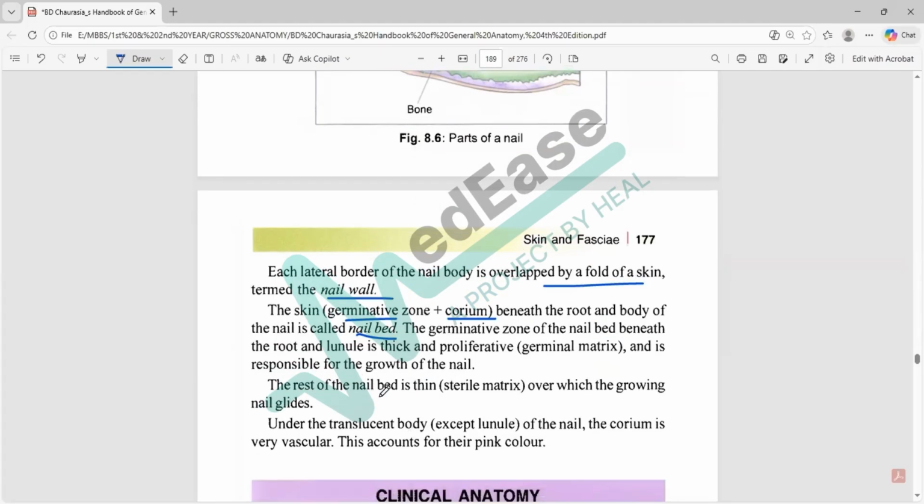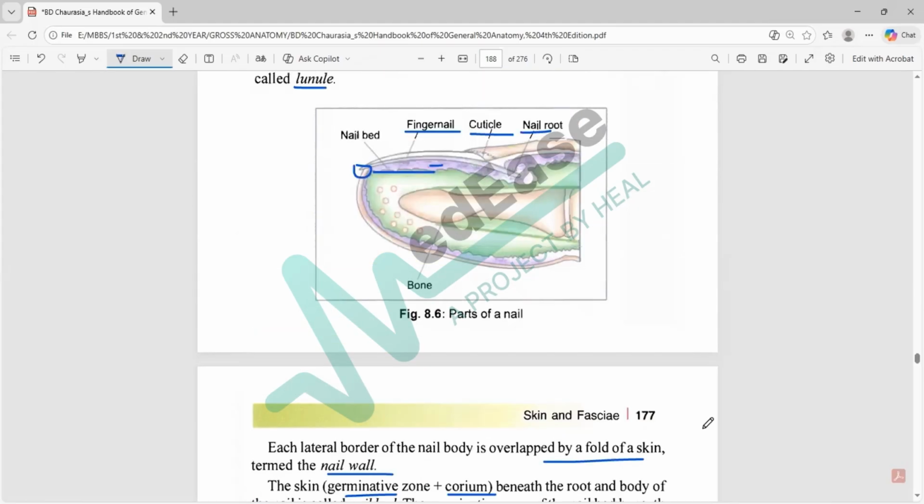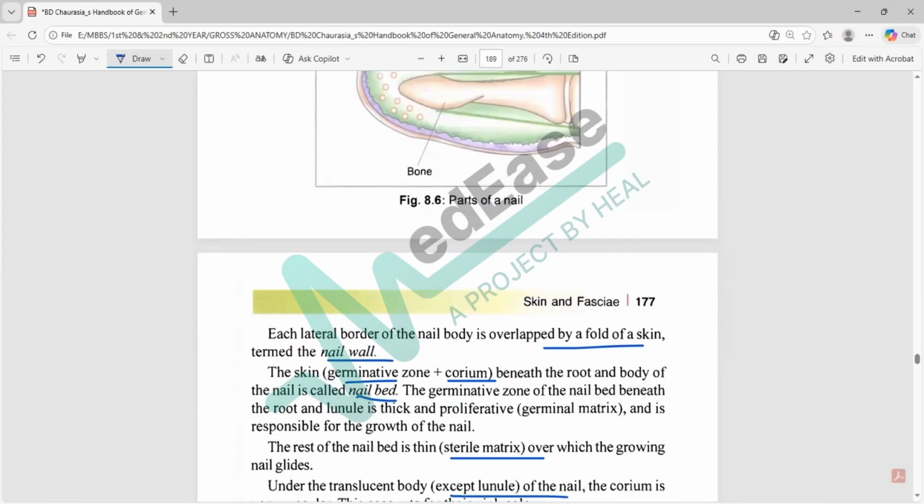Then we have the rest of the nail bed, which contains the sterile matrix, along which the nail bed allows a smooth medium for the nail to slide, glide and grow. Lunule will be another very important structure of the nail, which is mainly avascular, and therefore allows for their pink color mainly. Okay, guys, this was all about the normal one.